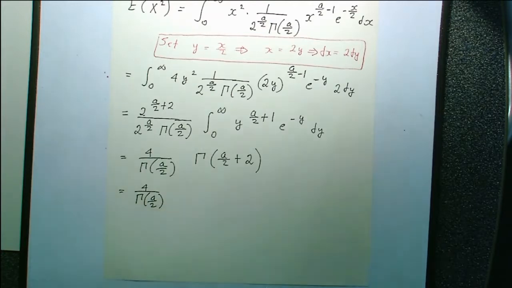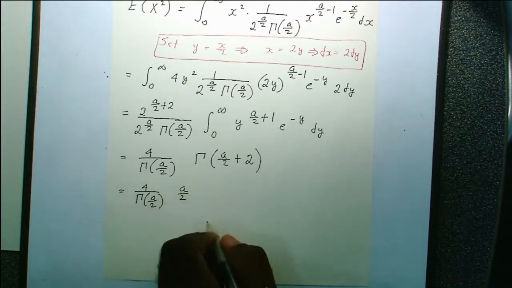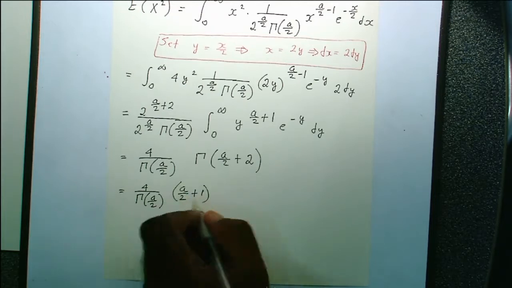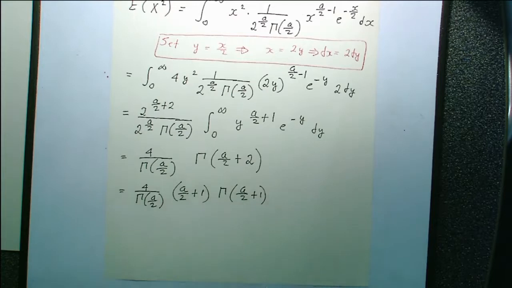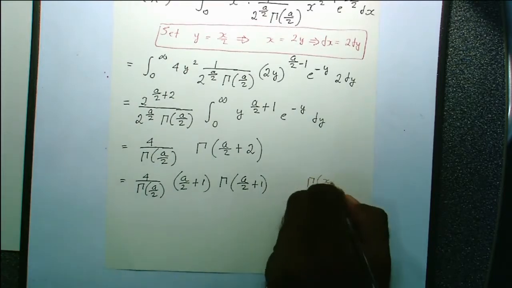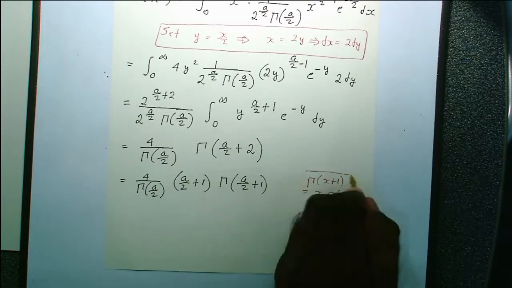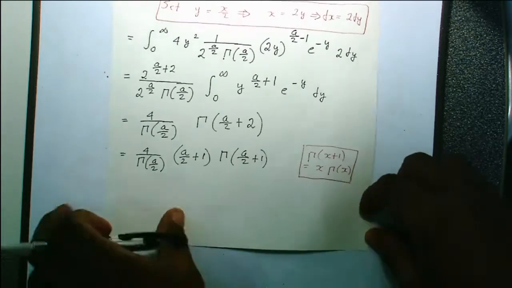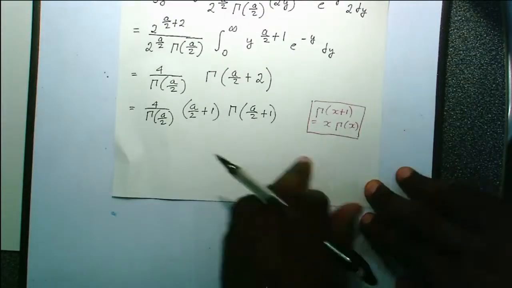Using one of the properties I mentioned last week, you can write this as, all right, this is using the property that gamma at x plus 1 is x times gamma at x. I'm using this property here, right? And using this property one more time, right?